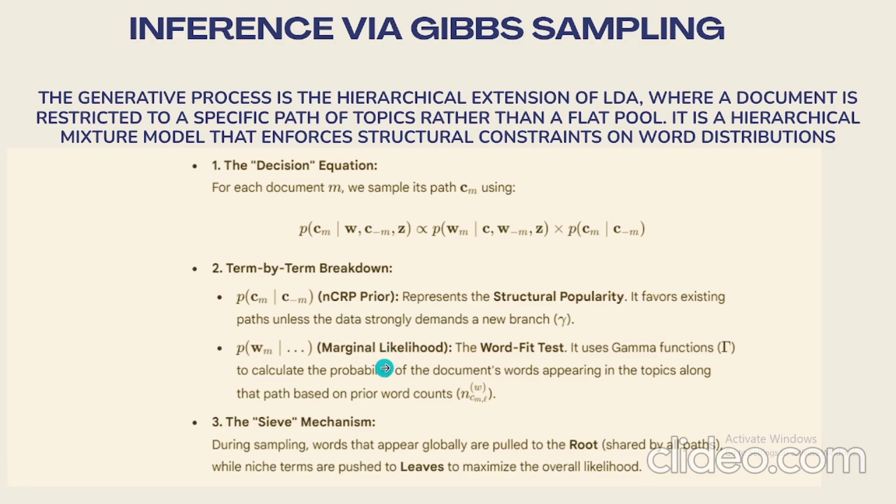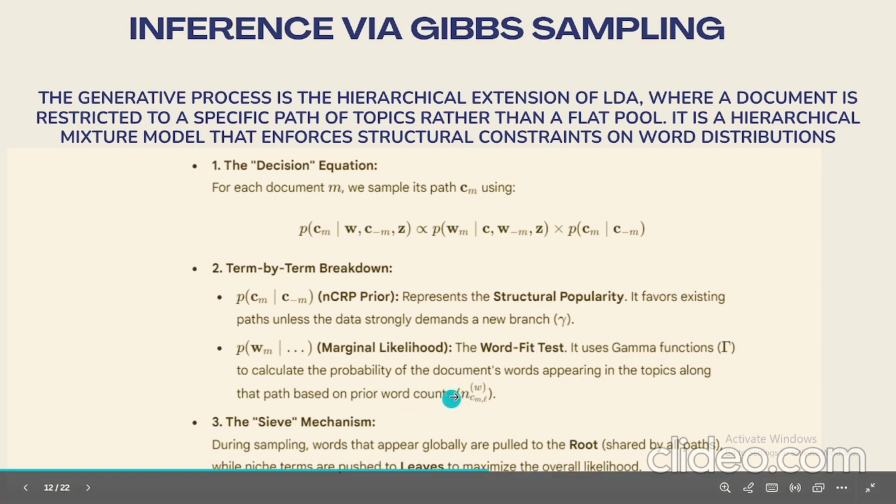Then the second term in this formula is the marginal likelihood. It answers the question: do the words actually fit the topic on this path? So as described, it is the word fit test. It uses gamma to calculate the probability of the document's word appearing in the topic along the path based on the prior word counts.